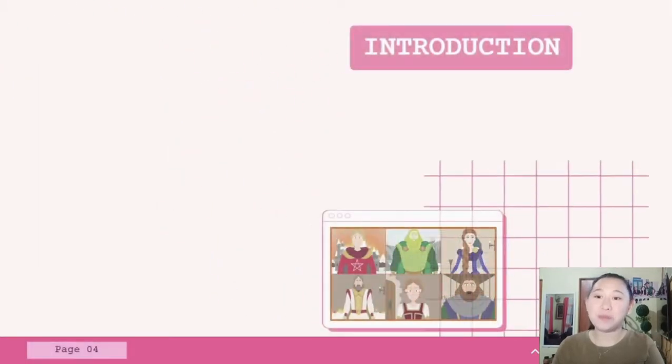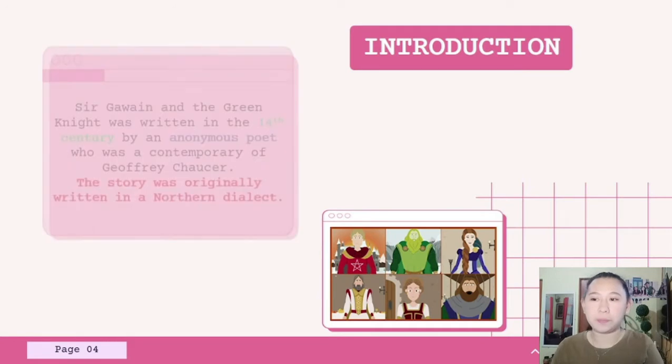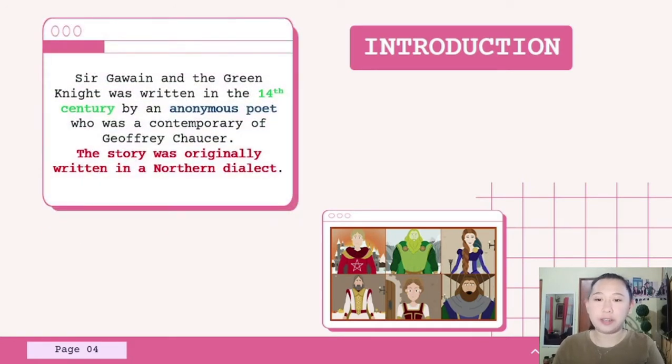Now, let's move on to the introduction of the poem. Sir Gawain and the Green Knight was written in the 14th century by an anonymous poet who was a contemporary of Geoffrey Chaucer. The story was originally written in a northern dialect. It tells the story of Sir Gawain's first adventure as a knight. So this poem is considered one of the masterpieces of Middle English literature.